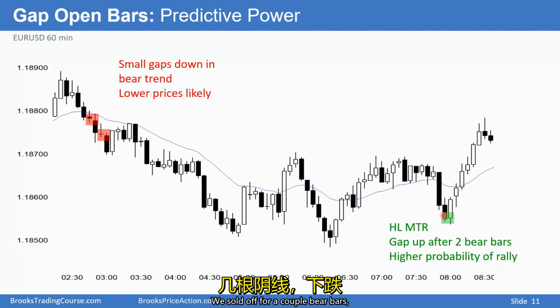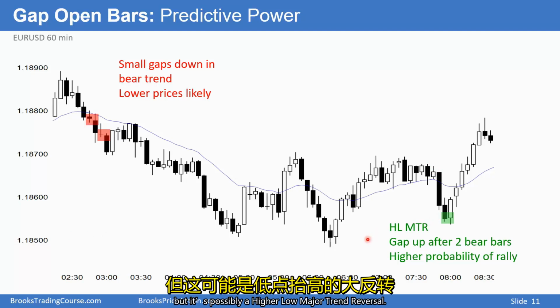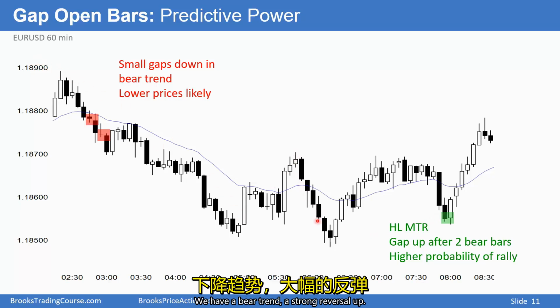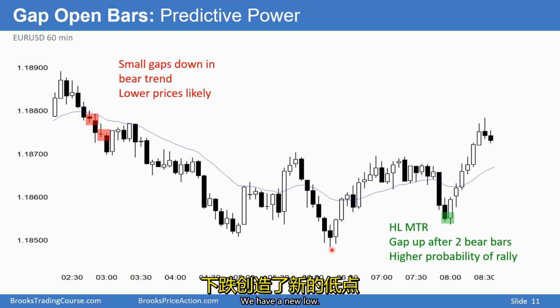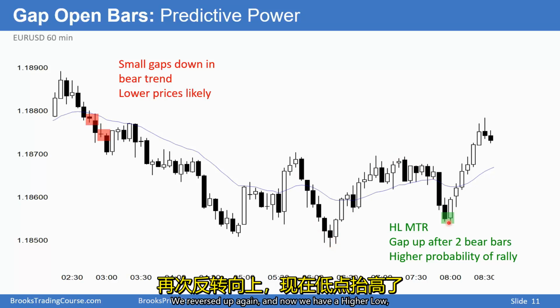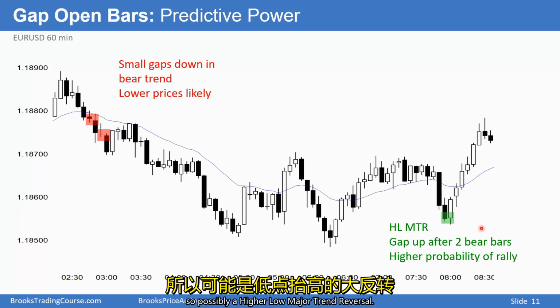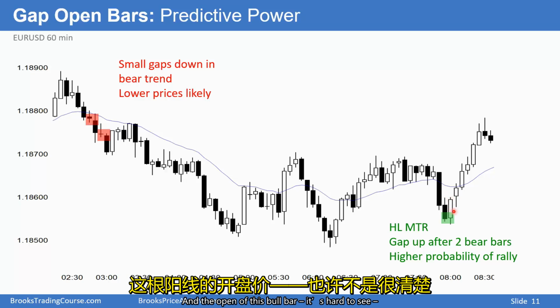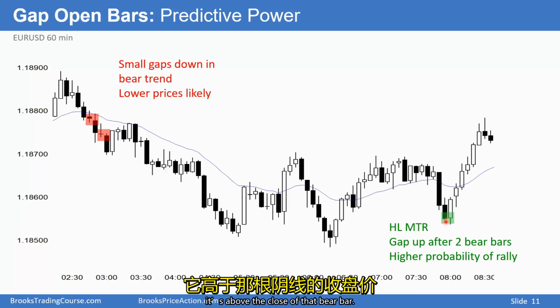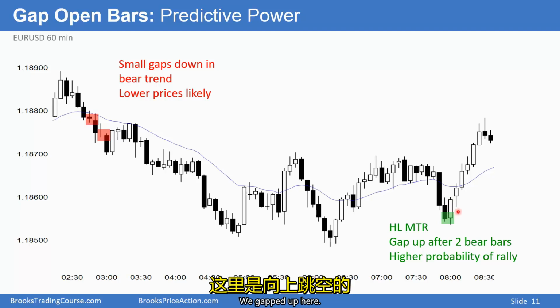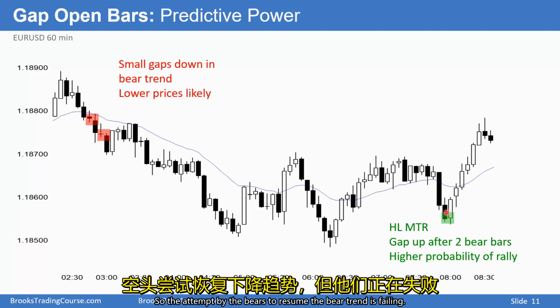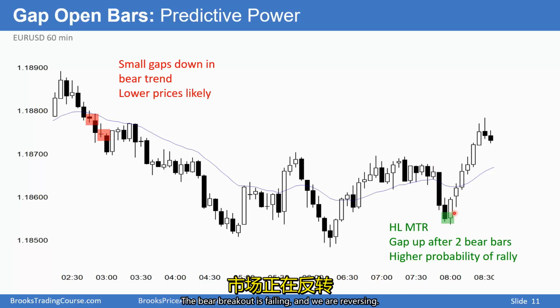We sold off for a couple bear bars, but it's possibly a higher low major trend reversal. We have a bear trend, a strong reversal up. We have a new low. We reversed up again, and now we have a higher low, so possibly a higher low major trend reversal. And the open of this bull bar, it's hard to see. It's above the close of that bear bar. We gapped up here. So the attempt by the bears to resume the bear trend is failing. The bear breakout is failing, and we are reversing.